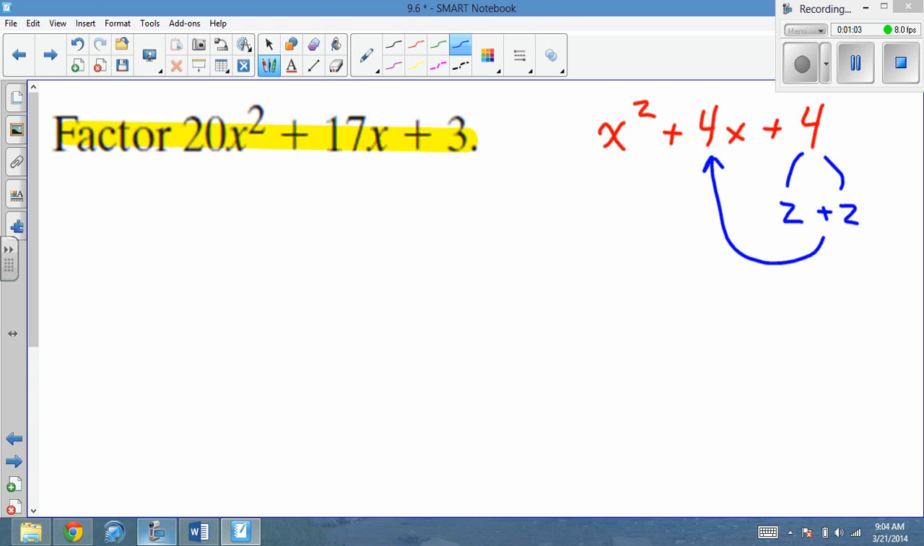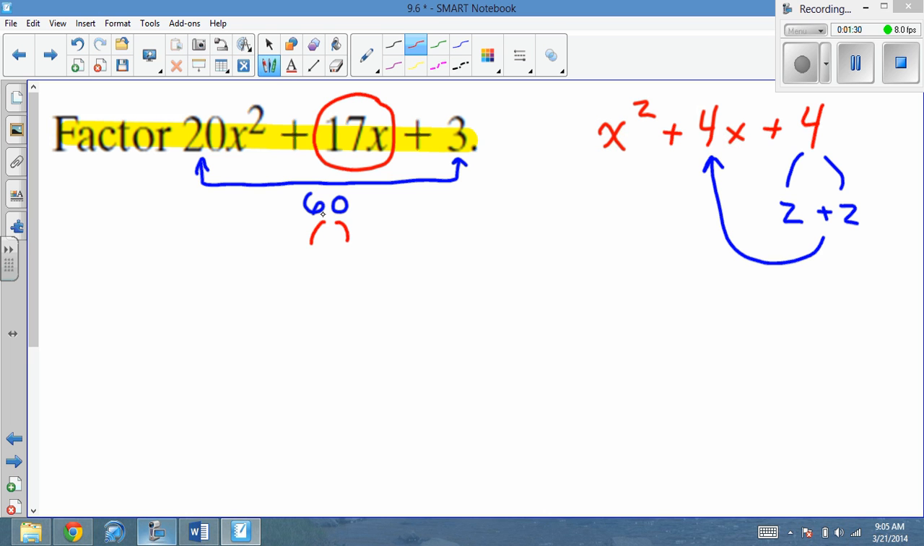So in order to factor something like this, we are going to first multiply the a value in front of x squared times our constant. So 20 times 3 is going to give us 60. We are now going to look for factors of 60 that will add up to b, or the value in front of the x. So we're looking for factors of 60 that will add up to 17.